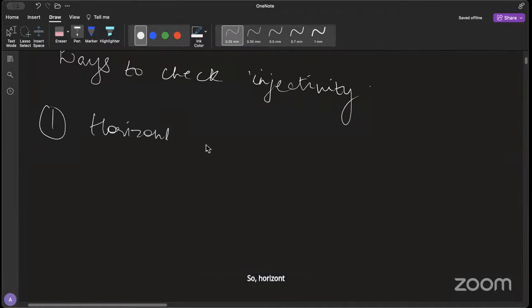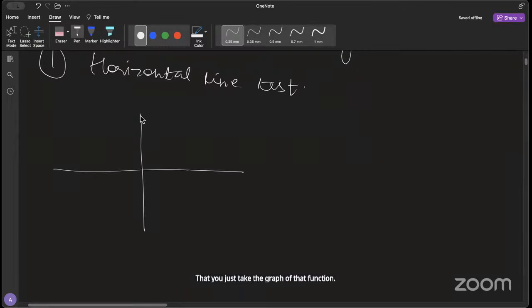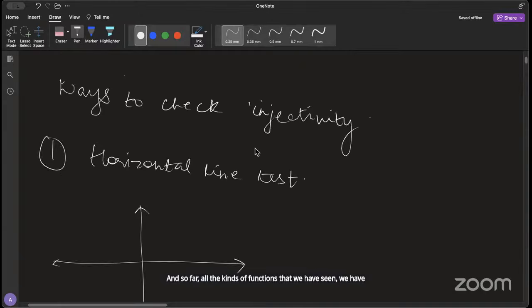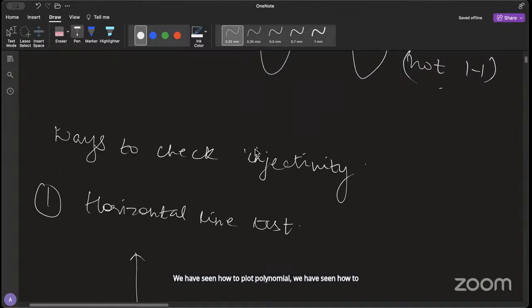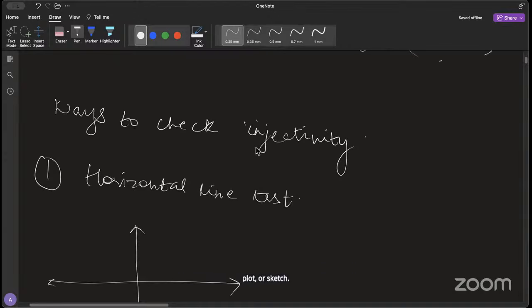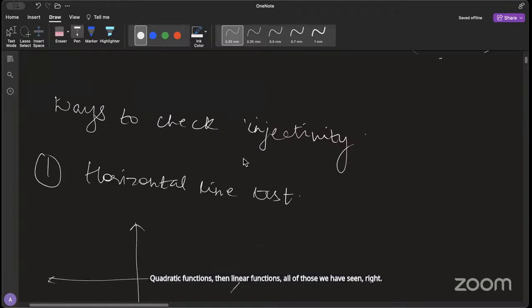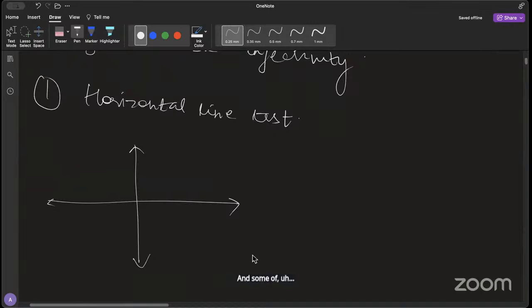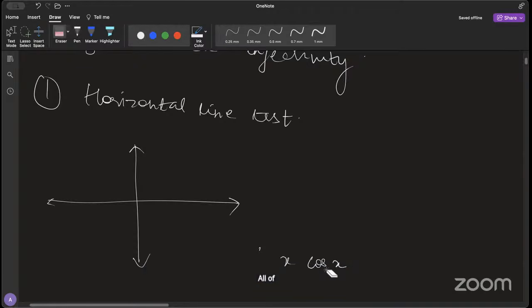The horizontal line test says that you just take the graph of that function. And so far, for all the kinds of functions that we have seen, we know how to plot them, right? We have seen how to plot a polynomial, quadratic functions, then linear functions. And some of the popular ones we already know how they look, like the sine function, the cos function, then the tan function.